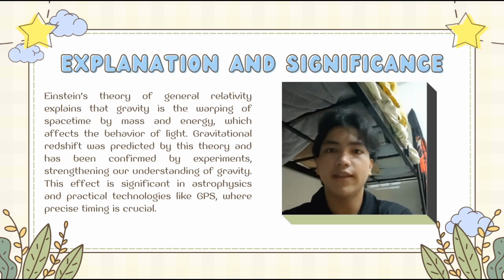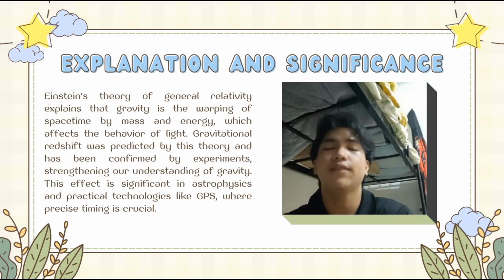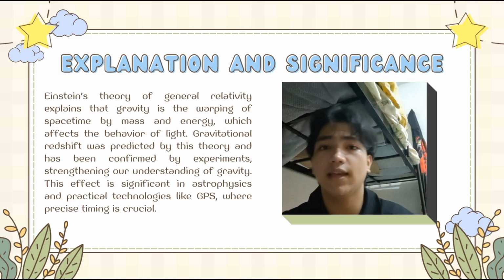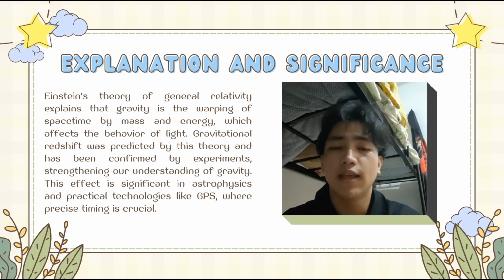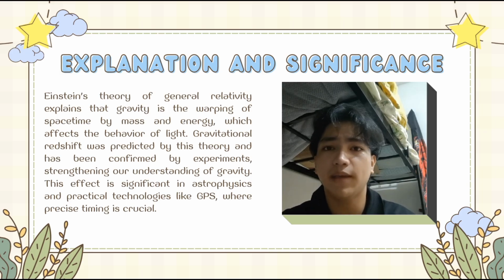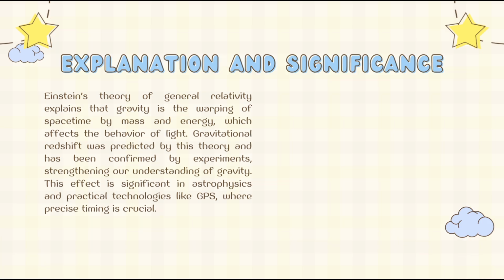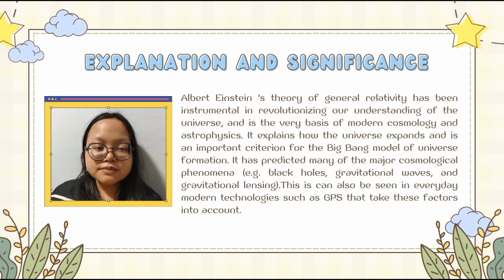Einstein's theory of general relativity says that gravity bends space and affects everything, even light. Scientists have tested gravitational redshift and found that it happens exactly as Einstein predicted. This effect is important for studying space and is even used in GPS systems to make sure satellite clocks stay accurate.